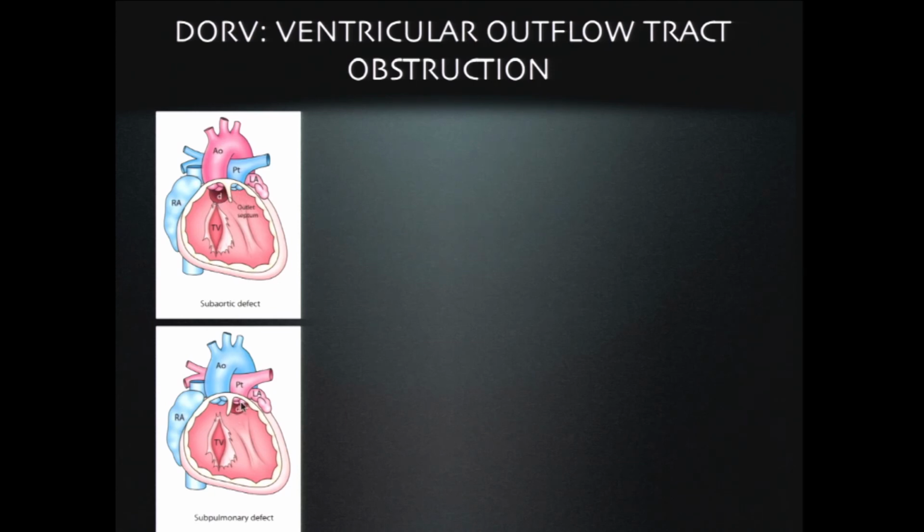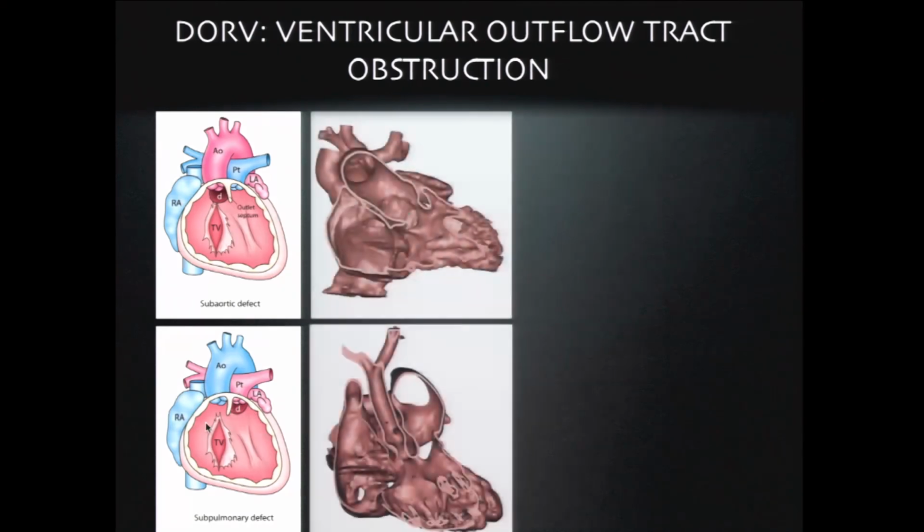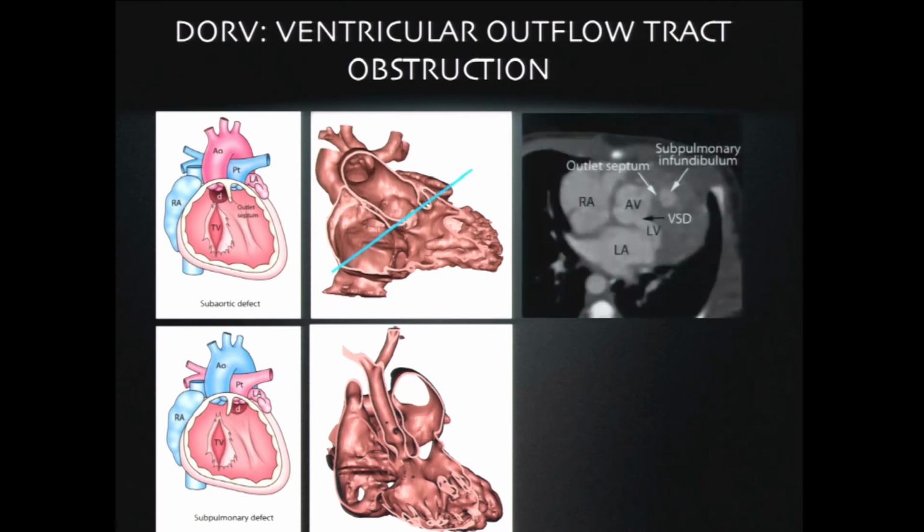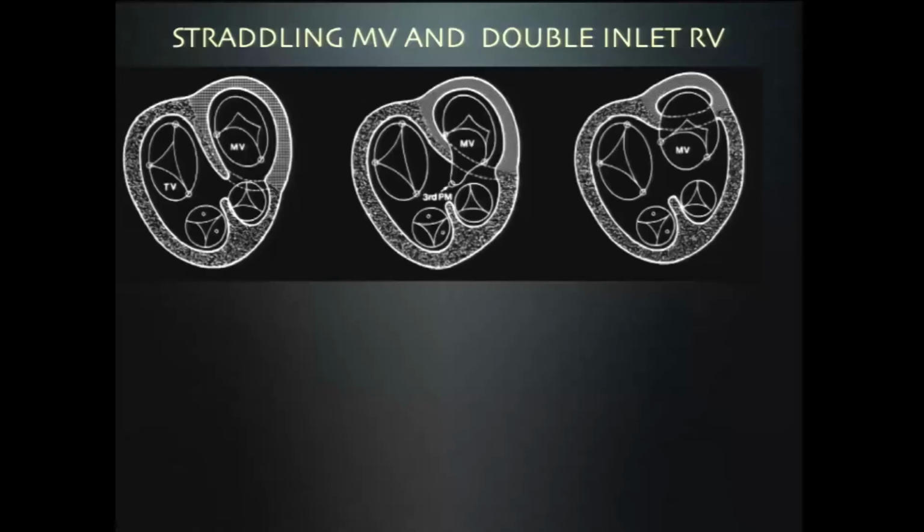Here, the starting point is complete transposition. The door is open toward the aorta, so therefore subaortic stenosis is common in this situation. So this is the case with the subaortic VSD with this subpulmonary obstruction. This is the subpulmonary VSD with the subaortic obstruction. Okay, let me skip this one.